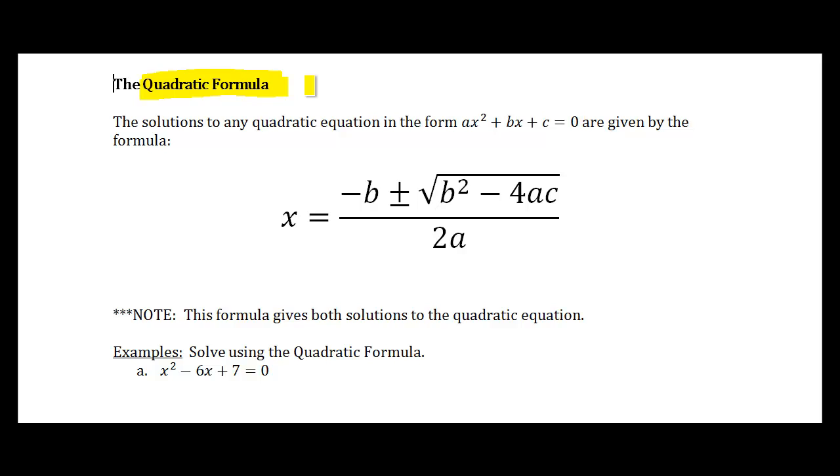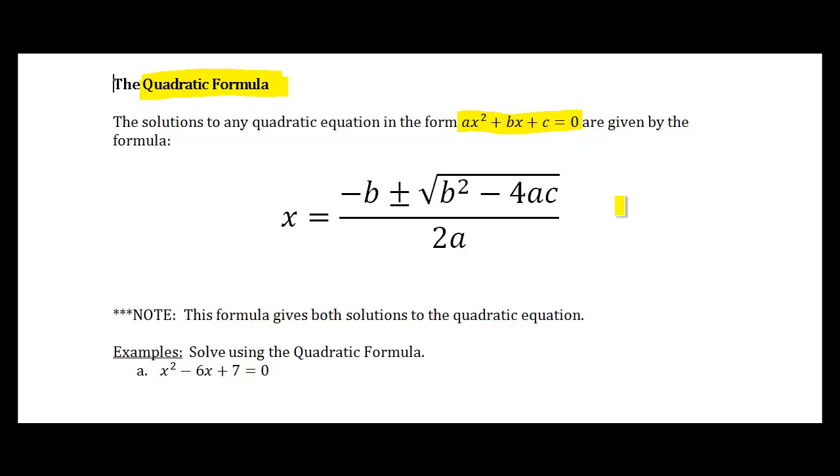Basically, the quadratic formula says the solutions to any quadratic equation in the form ax squared plus bx plus c equals 0, and this is important, it has to be in this form, so everything on one side set equal to 0, are given by the formula x equals negative b plus or minus the square root of b squared minus 4ac, all over 2a. Notice that plus or minus, which means we're going to get two solutions to this quadratic equation.